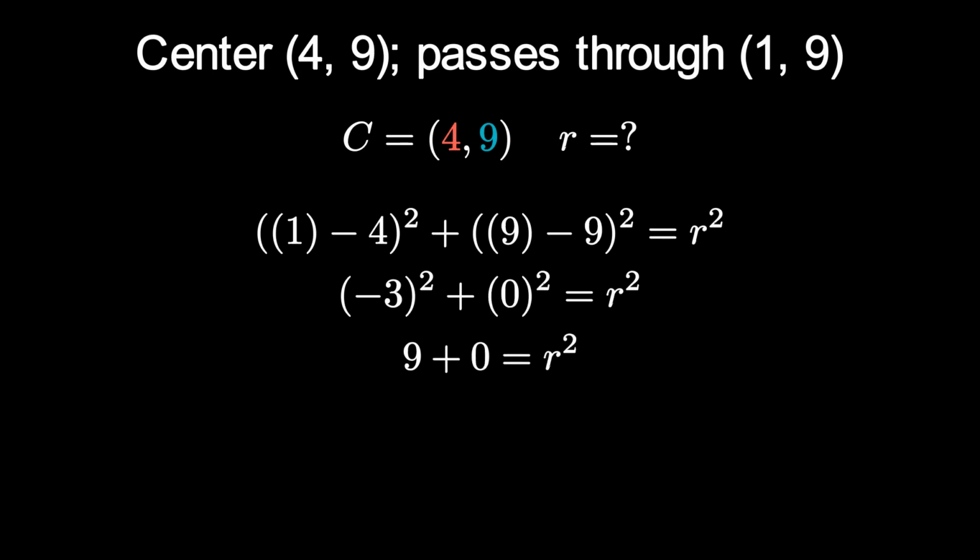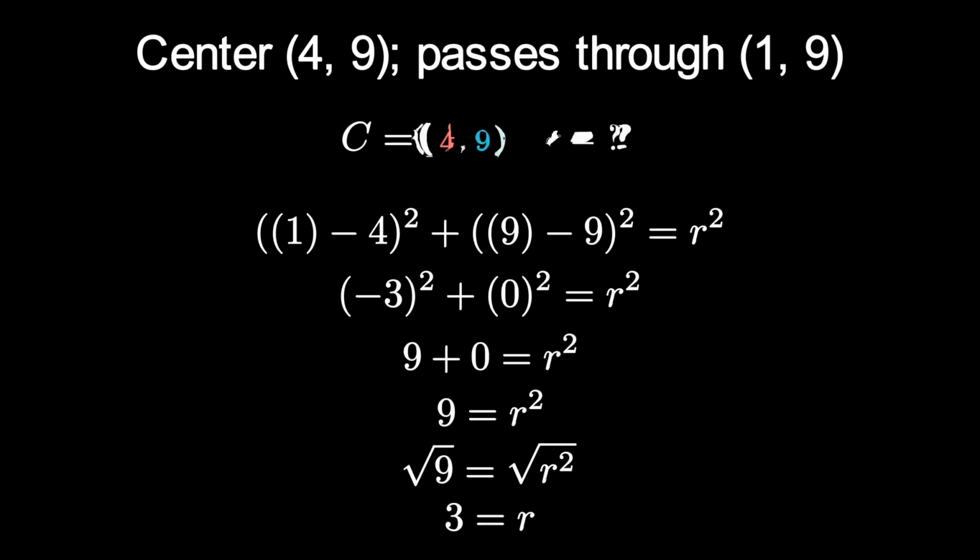And then lastly, to solve for r, we're going to take the square root of both sides, and the square root of 9 is just going to turn into 3, and we get r being 3. So now we have our center and radius.